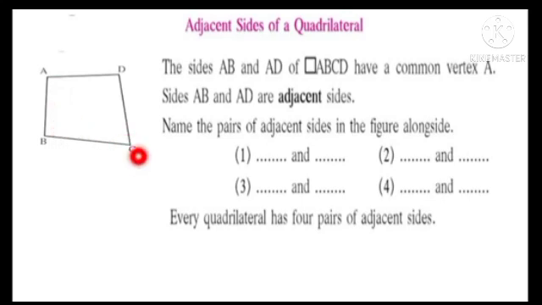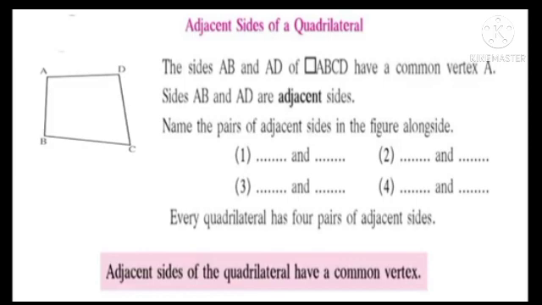We start with C. Side CB and side CD is the third pair of adjacent sides. And now we start with D. Side DA and side DC is the fourth pair of adjacent sides. So this way every quadrilateral has four pairs of adjacent sides. Adjacent sides of the quadrilateral have a common vertex. So if there is a common vertex like B, then we can say BA and BC are adjacent sides.